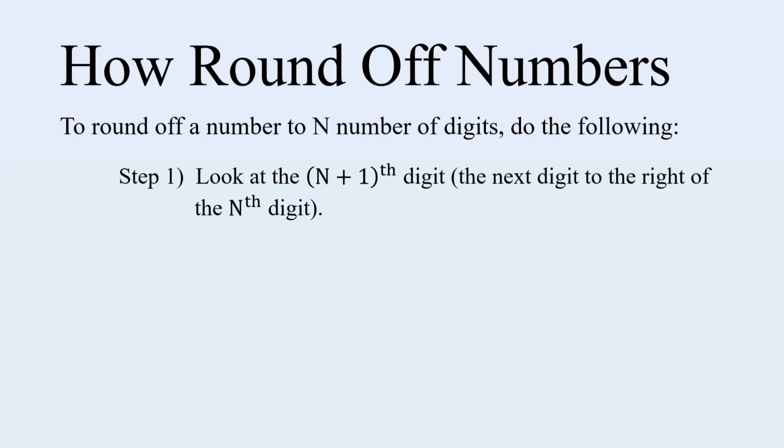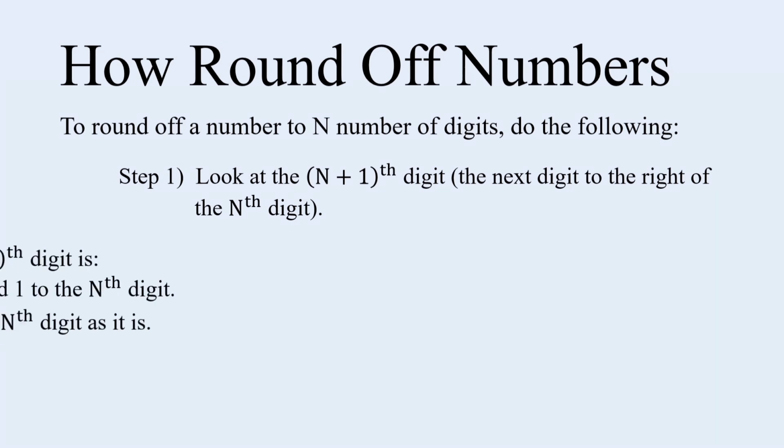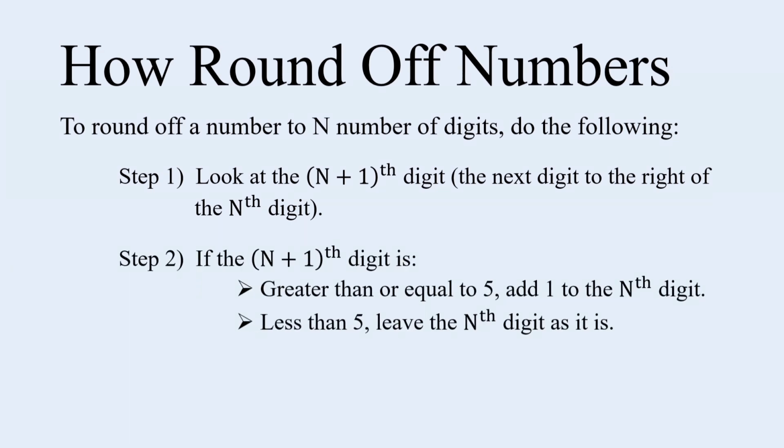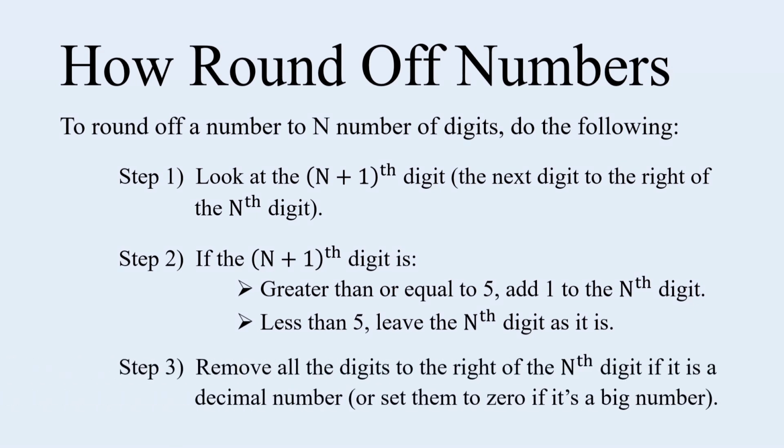Step 1. Look at the n plus 1th digit. That is, the very next digit just to the right of the nth digit. If this n plus 1th digit is greater than or equal to 5, simply add 1 to the nth digit. Otherwise, if it's less than 5, leave the nth digit as it is. And finally, step 3, simply remove all the digits to the right of the nth digit if it is a decimal number, or otherwise set them to 0 if it's a big number.